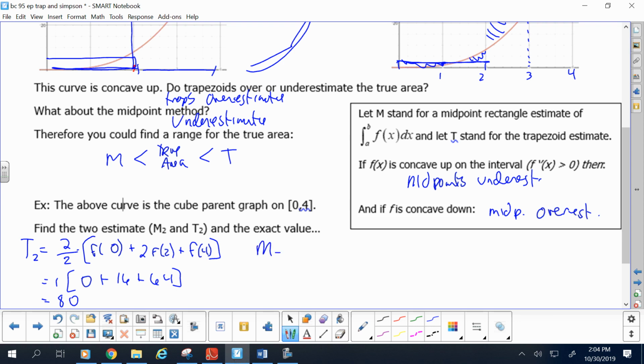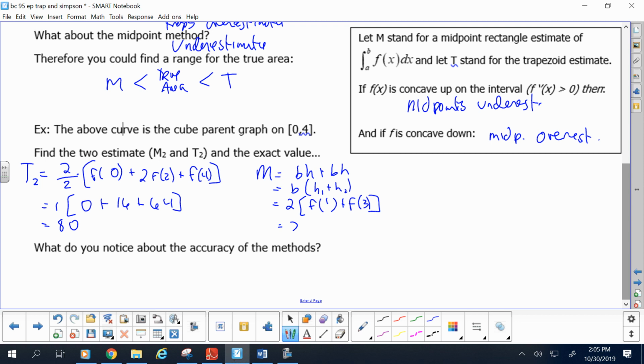Let's go to midpoint. If I do equal subdivisions, then I can factor out, let's go 2 rectangles. Midpoints are rectangles. And in this case, equal subdivisions mean I can factor out the base and just find the heights. What's the base of each rectangle? 2. And height 1 is f at, now we're using midpoint, so do I use 0, 1, or 2? F at 1, which is the midpoint between 0 and 2. And f at 3, which is the midpoint between 2 and 4. What is f at 1? And f at 3.